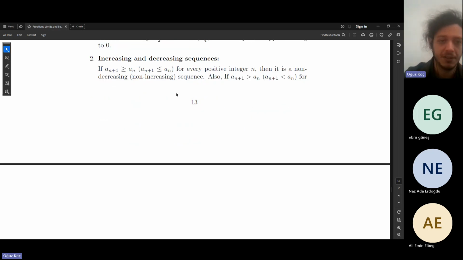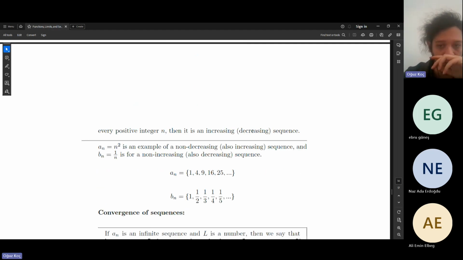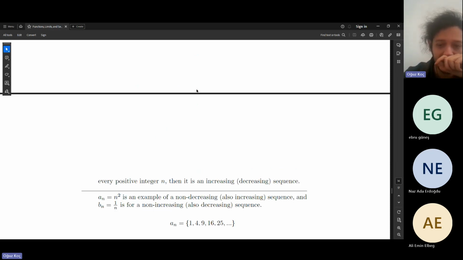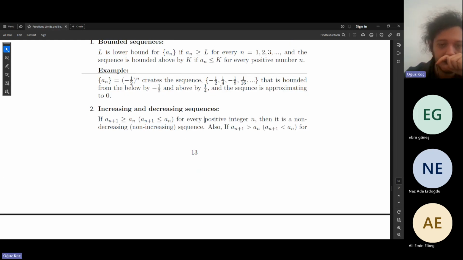And the second definition is whether or not the sequence is increasing or decreasing, and also some additional terms, non-increasing and non-decreasing. The first one: if a_{n+1} is greater than or equal to a_n, which is the previous term in the sequence, for every positive integer n, then it is a non-decreasing sequence. And in the reverse case, when the next term in the sequence is smaller than or equal to the previous a_n, we say that it's a non-increasing sequence.